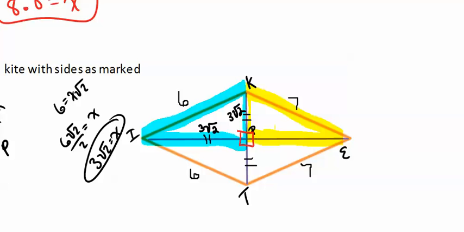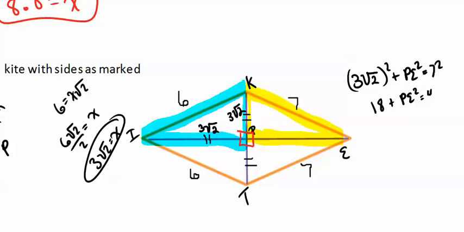Now we have 2 out of the 3 sides from that triangle, and we can use the Pythagorean theorem to find that missing side. So we'll do 3 square root of 2 squared plus PE squared equals 7 squared. 18 plus PE squared equals 49. Then PE squared equals 31. So PE equals square root of 31.